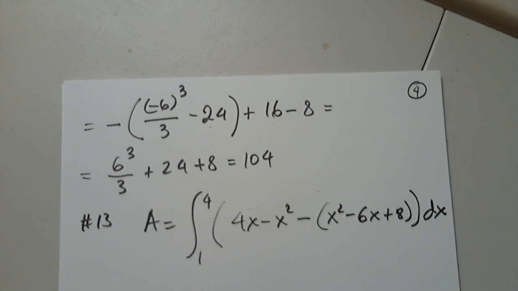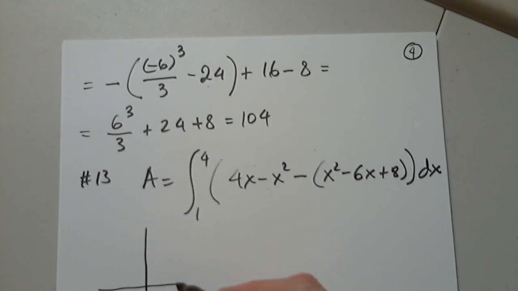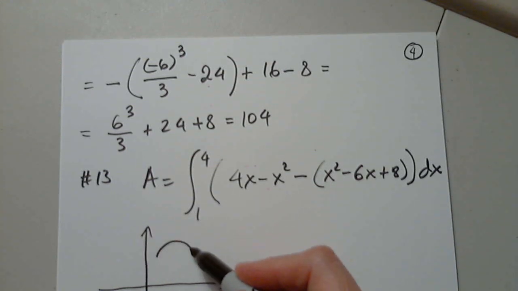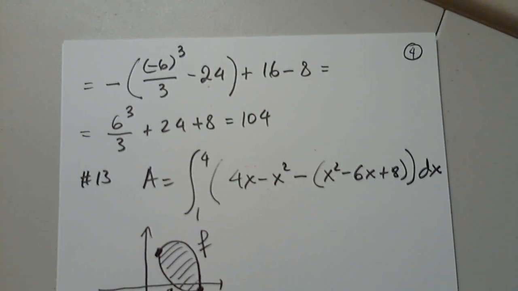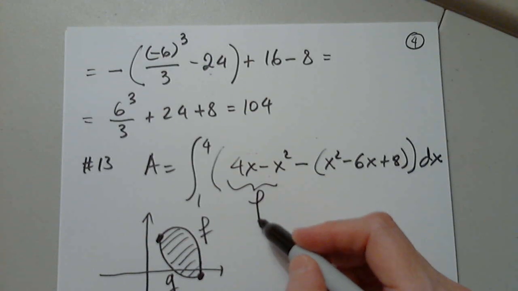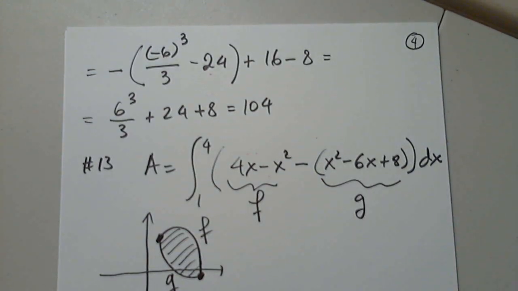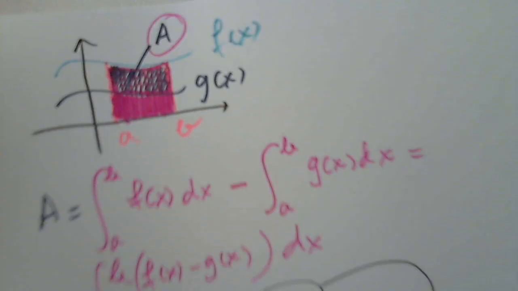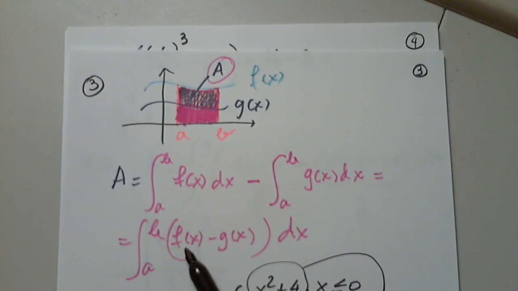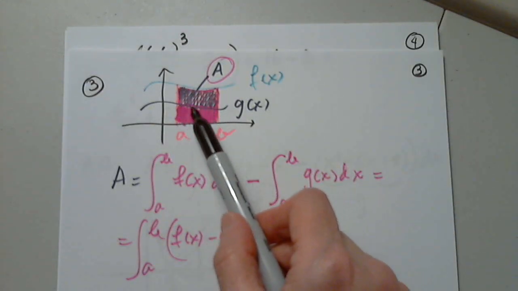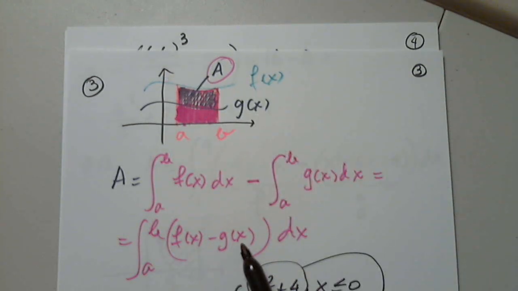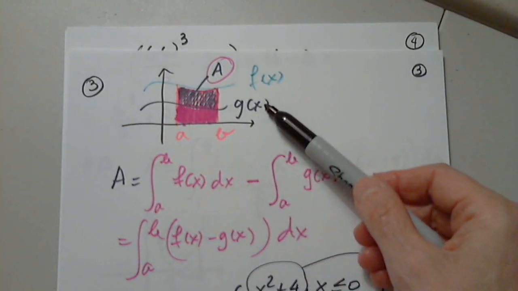One more time, the graph looks something like this. This is the area. From here till here, I have function f. From here till here, I have function g. So from function f, which is above, I have to subtract function g, which is below. If they were reversed, I would have said g of x minus f of x. But f of x is above and g of x is below.